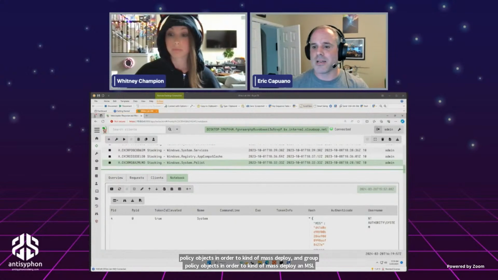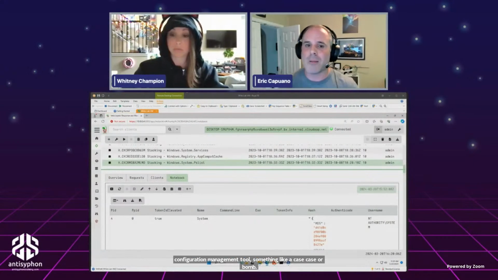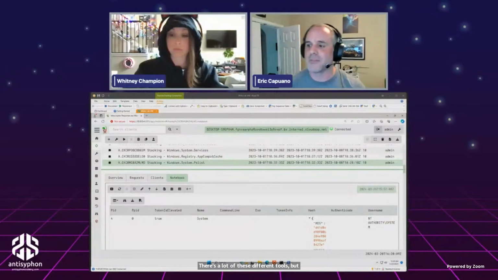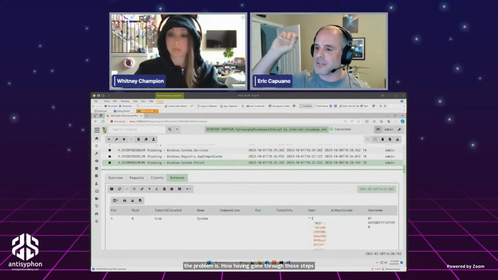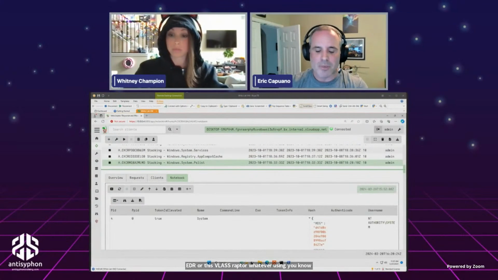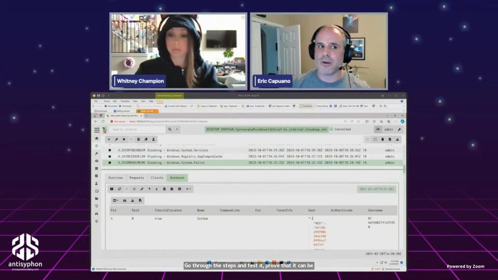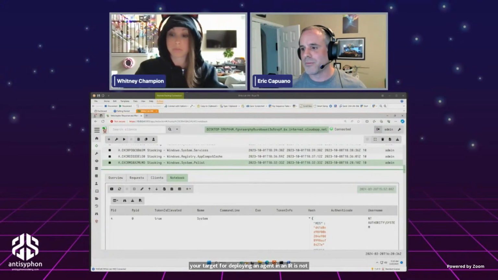Other organizations might have some kind of SCCM or configuration management tool, something like Kaseya or Bomgar. There are a lot of these different tools, but really the problem is having gone through those steps ahead of time and proving the capability, saying, okay, we know that in an IR we can deploy this EDR or this Velociraptor or whatever using Bomgar, or your RMM agent. Go through the steps and test it, prove that it can be done, so that when the IR happens, your target for deploying an agent is not 24 hours. It's going to be 30 minutes or less. That's generally the speed you want to move at.